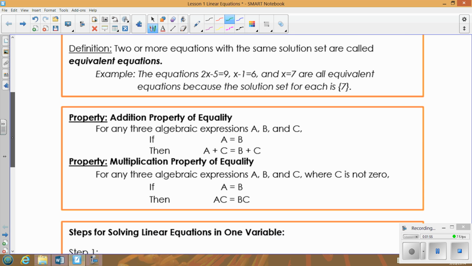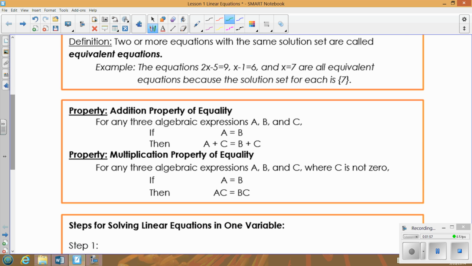So when we look at solving linear equations, you already know that whatever you do to one side of the equal sign, you have to do to the other. The reason for that is these properties of equality. There's the addition property of equality, which basically means whatever I add to one side, I can add to the other. So if you look at this example, A equals B, if I add C to both sides, it's still going to be equal.